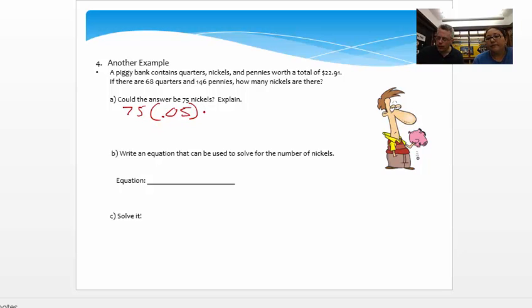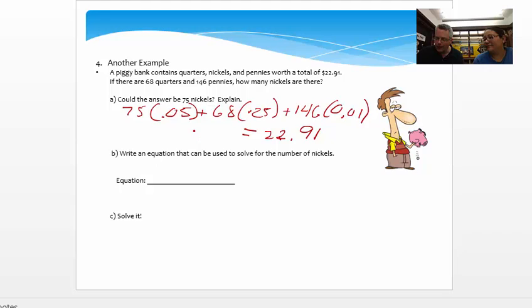Let's go ahead and write it all out. Sure. We'll figure out what it is. 68.25. Then we have 146 pennies, which is 0.01. And we want to know, does that equal 22.91? And no, it doesn't. It's close. I get 22.21. So that would be no.